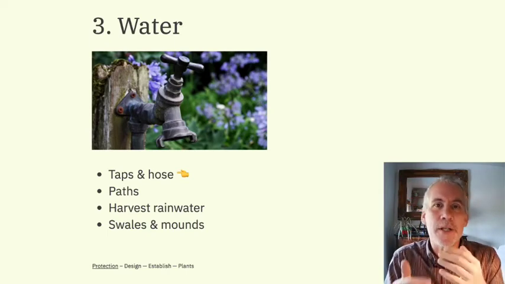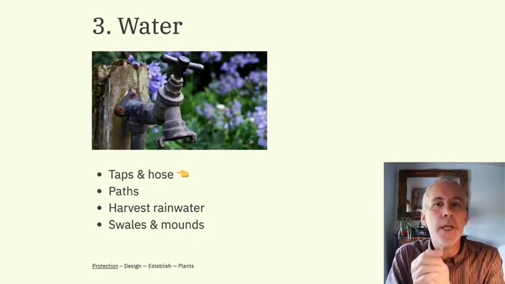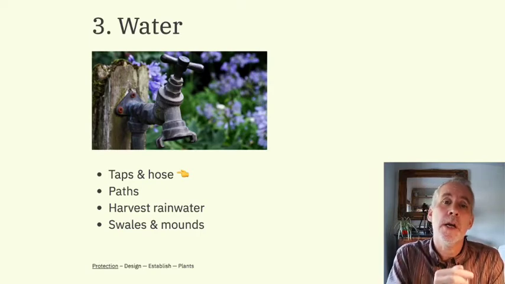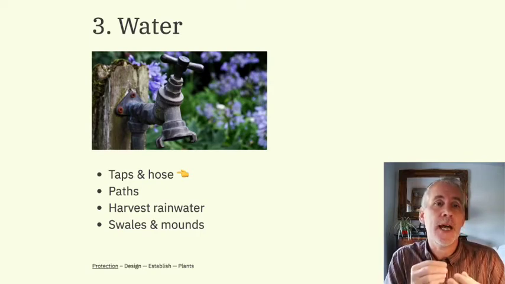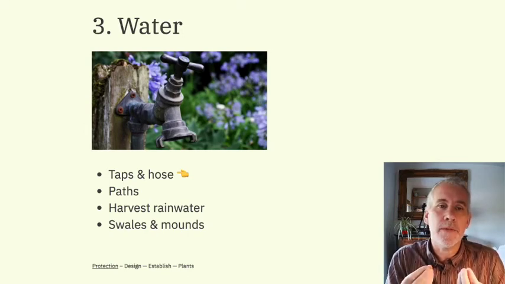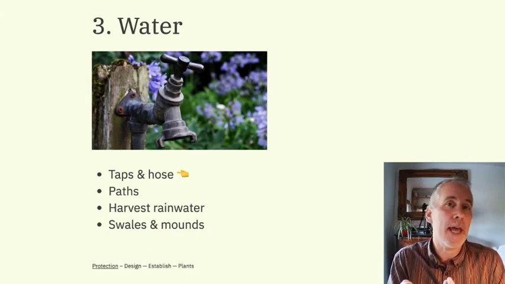It's not really protection as such, but you want to have the taps and the hose near to the propagation area. Where you've got young plants, it's a really good idea to have taps and a hose. And I'd also go so far as to say there's certain plants as well which would benefit from watering, so it's handy to have a hose near them.